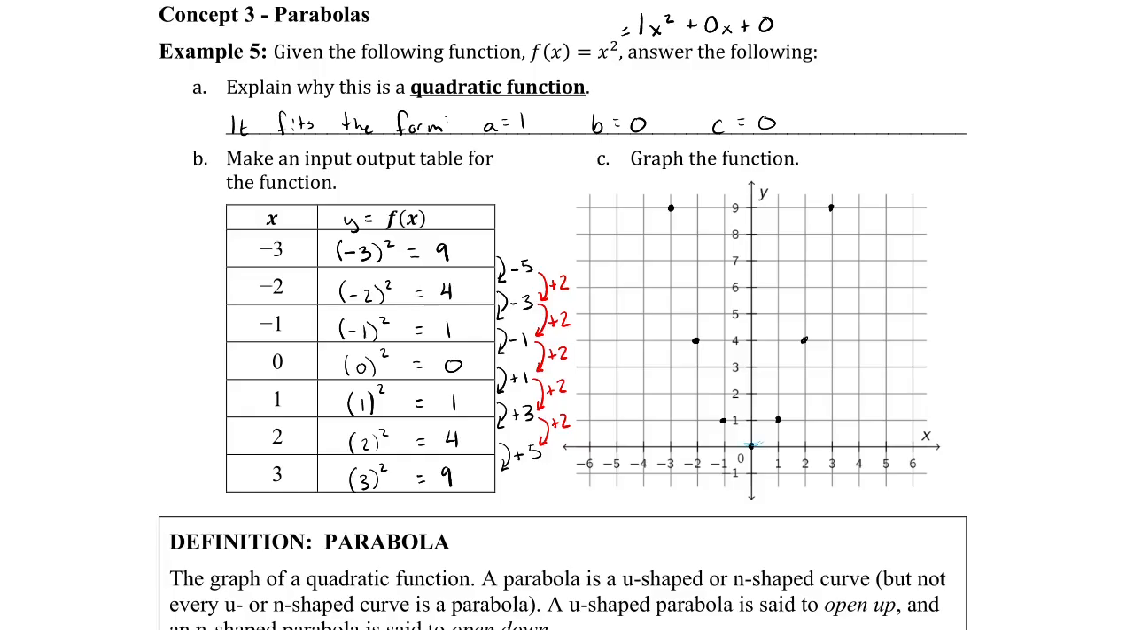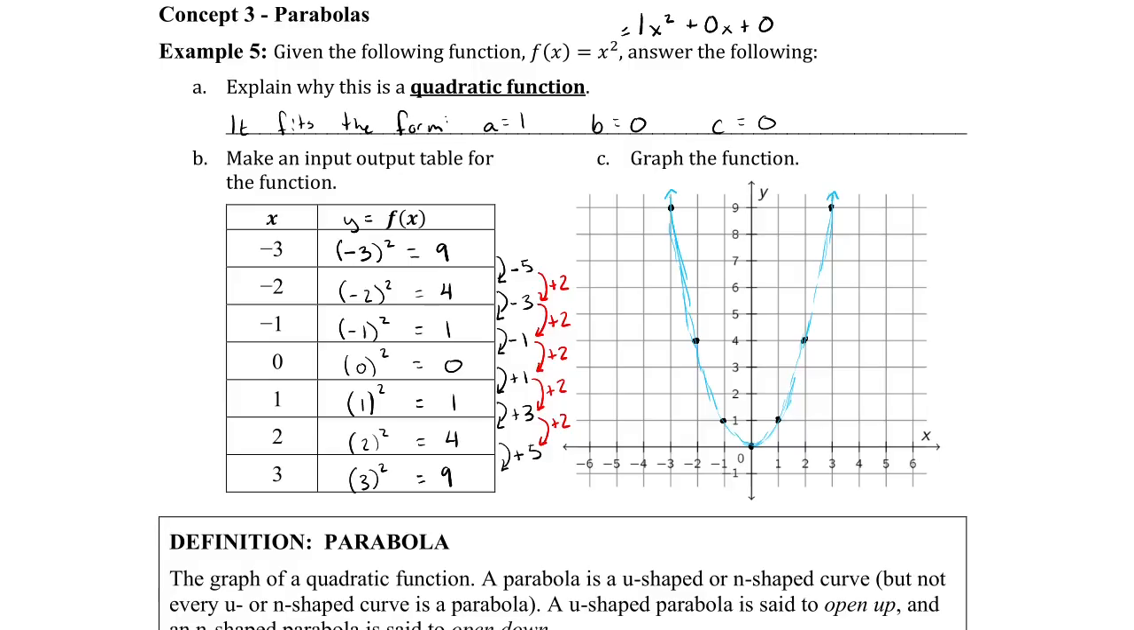It's flat at the bottom, not pointed. And then it just comes up smoothly through all the points and then continues on. So that shape has a name. That shape is called a parabola.